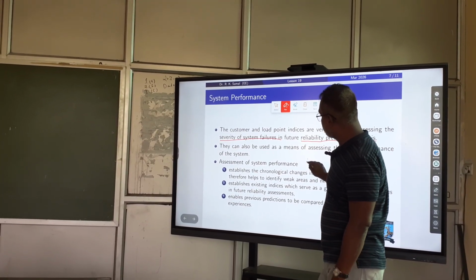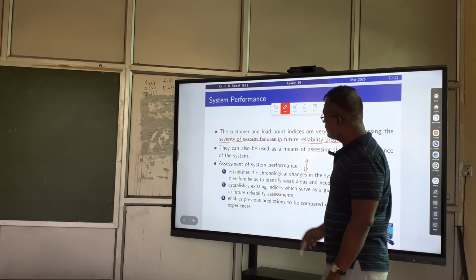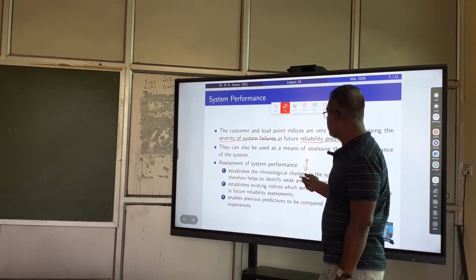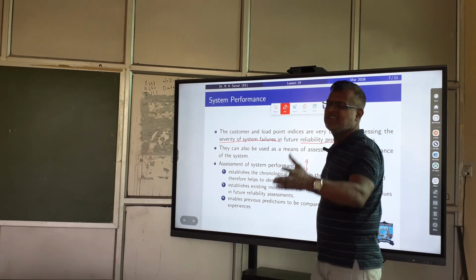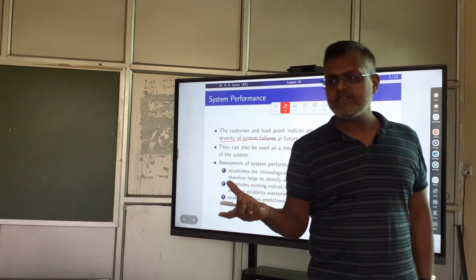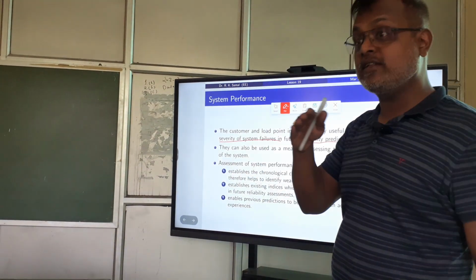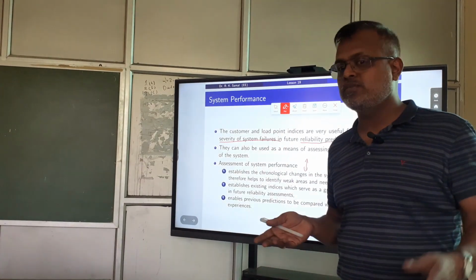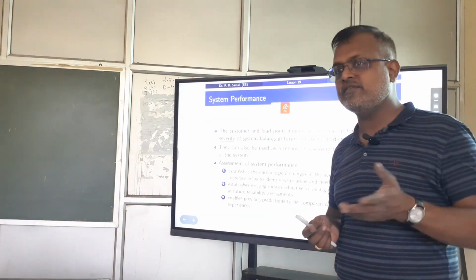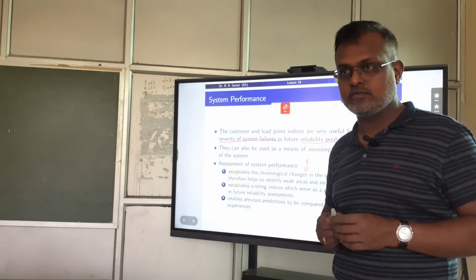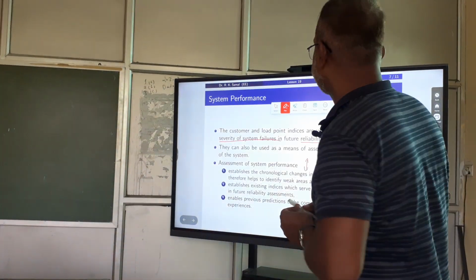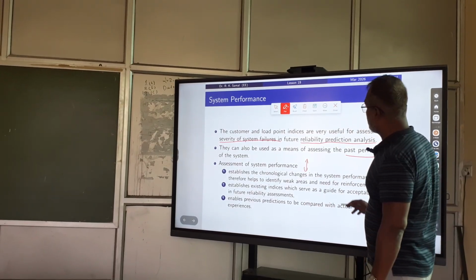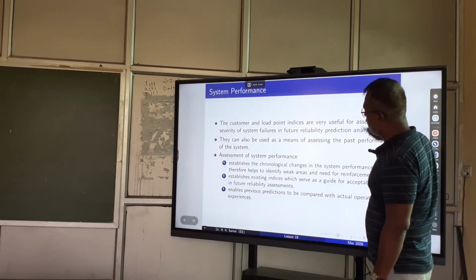So how to assess the system performance? So these are actually chronological changes in the system performance, and therefore we have to identify which area to improve. We will compute all these indices over various years and see whether the system is actually improving or, for example, for the past 1 year we are seeing lesser power interruptions. Remember previous predictions we compared with actual operating.